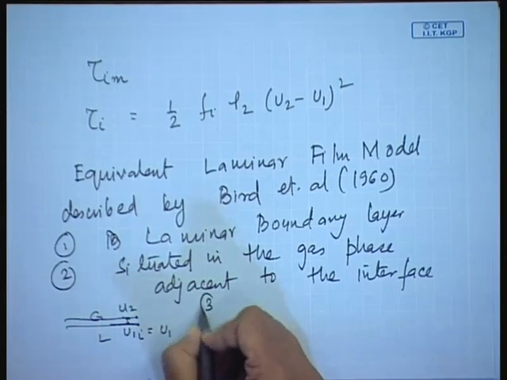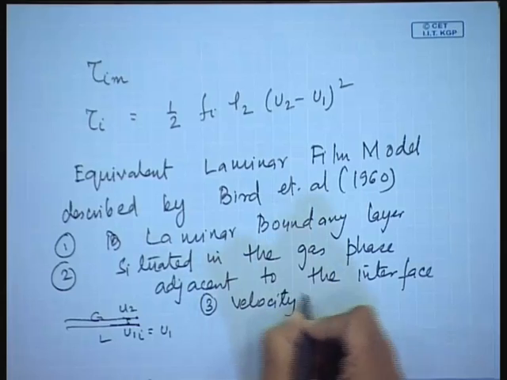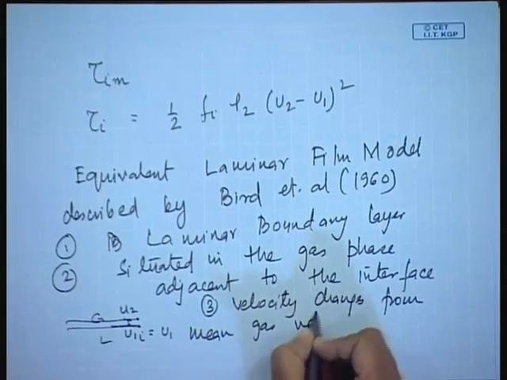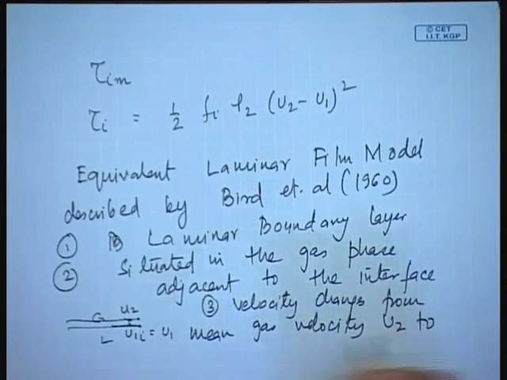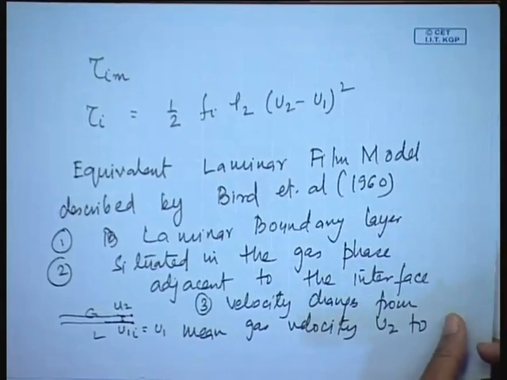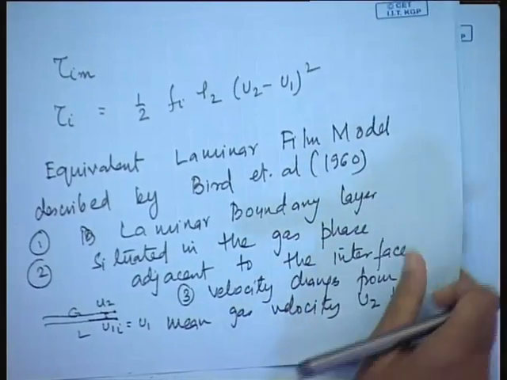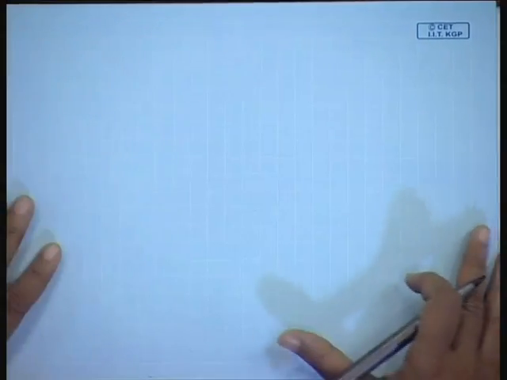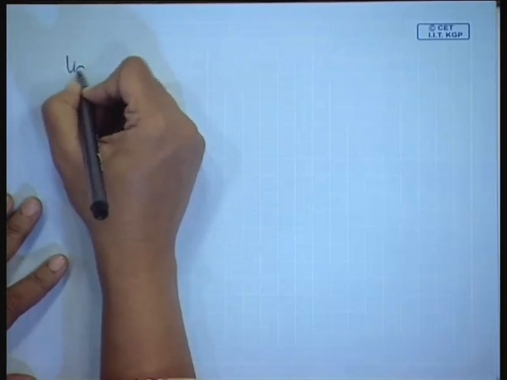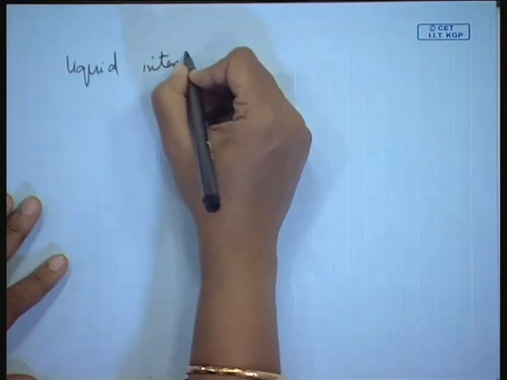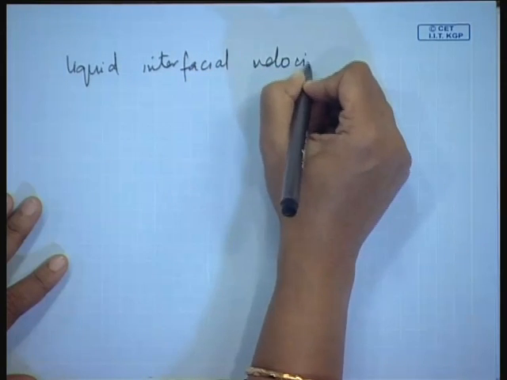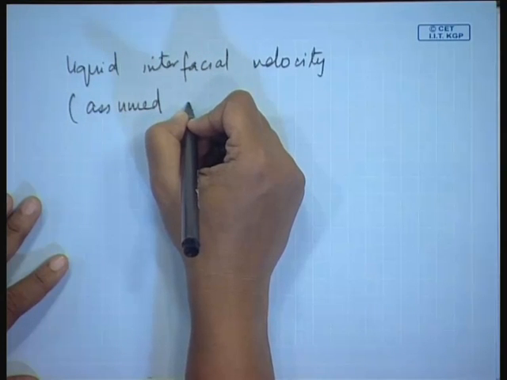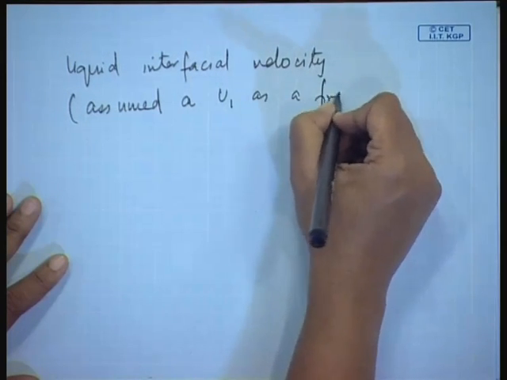And then the other thing is that within this particular thin boundary layer, the velocity changes from the mean gas velocity, that is u2, to the liquid interfacial velocity, which is assumed as u1 as a first approximation.